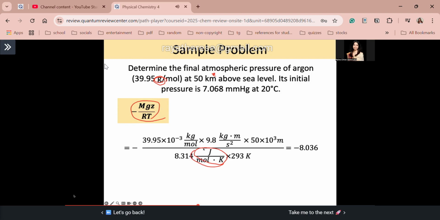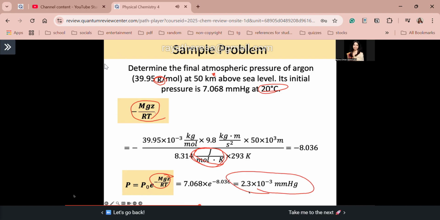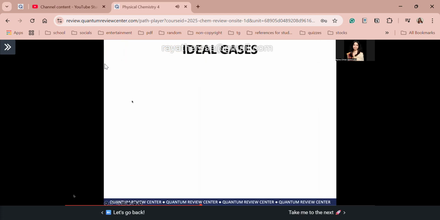So we use the specific constant para naka-SI units lahat. Okay? Times the temperature, which is also given. Solving, we get negative 8.036. Okay? And now we can solve for the final atmospheric pressure of argon. That is equal to P naught, which is 7.068 mmHg times e to the power of negative 8.036. Yan yung negative mgz over RT expression, right? Solving, we get 2.3 times 10 to the negative 3 mmHg. Okay, I hope that's clear, guys. Ayan. Now, let's proceed. Notice, guys, now, here, we cancel the units, right? Good. Again, let's proceed.